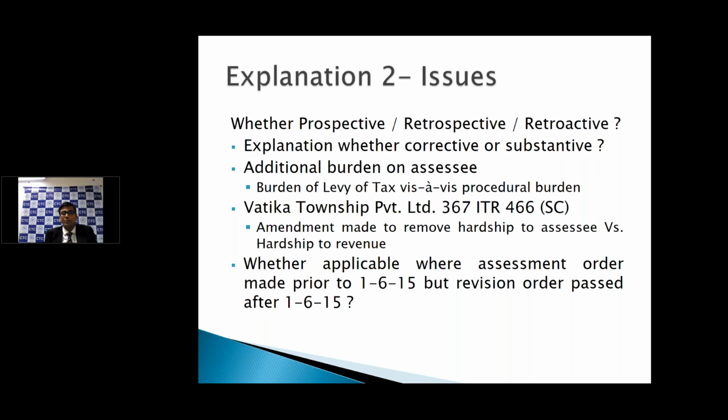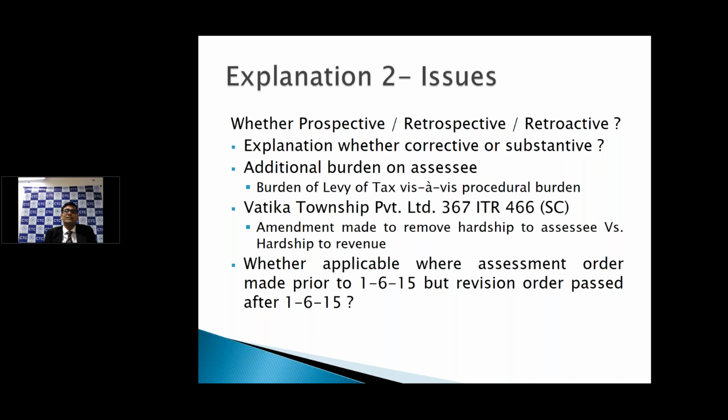If an amendment is made to remove hardship to the assessee, it is considered to be retrospective, though expressly it might have been stated to be prospective. However, if an amendment is made to remove hardship to the revenue, it is generally considered to be prospective. But another point of view to be seen is whether it will be a more burdensome levy of tax on the assessee or it is a procedural amendment.